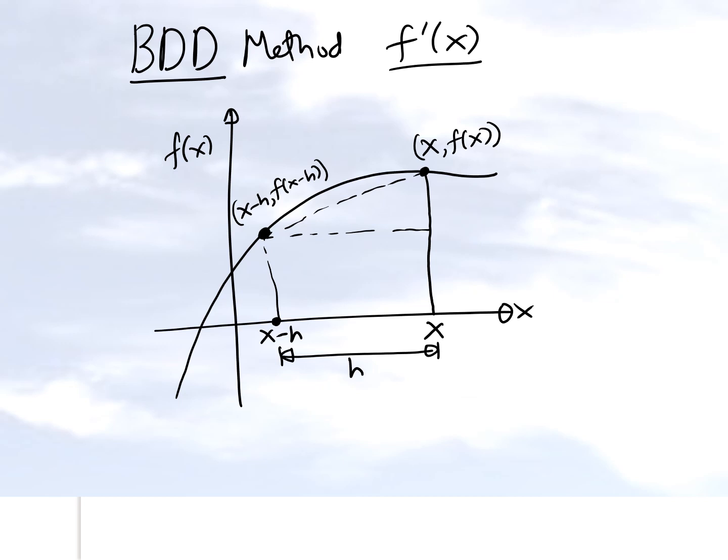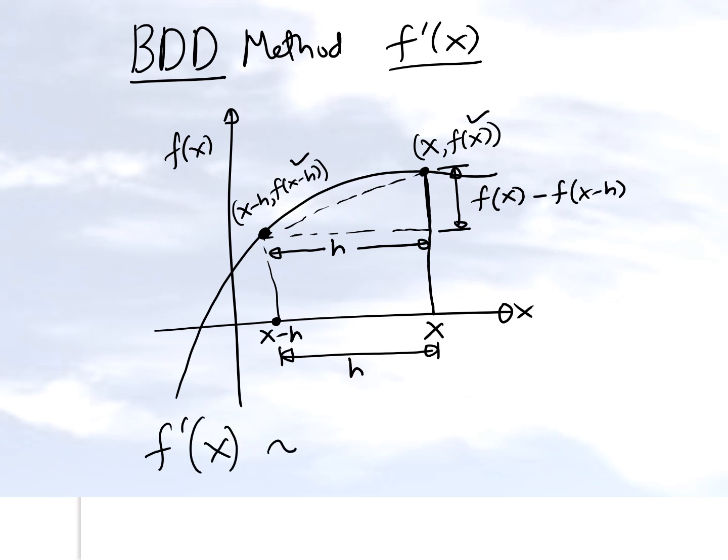So we basically have to look at rise over run. If you look at this rise here, it is nothing but the value of the function at x minus the value of the function at x minus h. And the run is just h, as we have already found out. So the approximation of the first derivative, f prime of x, will be approximately equal to the rise, which is this quantity right here, over the run, which is this. Let's go and see how we can use this in an example.